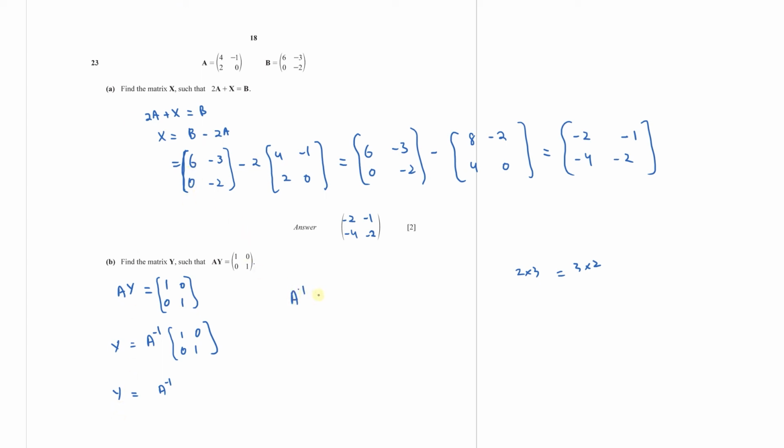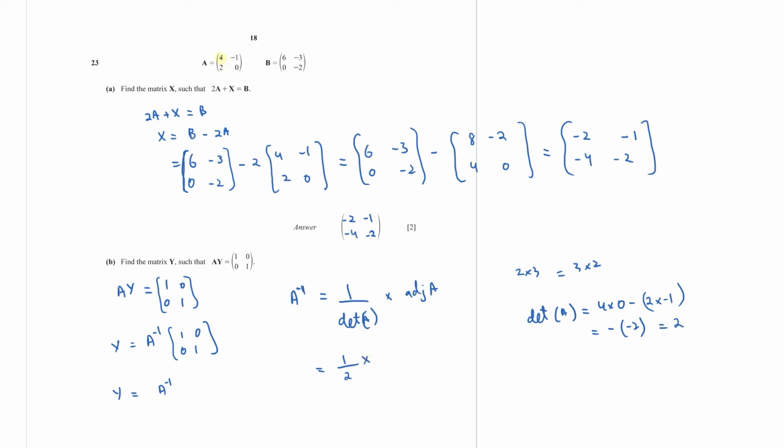So A inverse is 1 over the determinant of A multiplied by the adjugate of A. So the determinant of A, you multiply these two, 4 times 0, and then minus, you multiply these two values, minus 2 times minus 1. So 4 times 0 is 0, and this becomes minus 2, minus 2. So this becomes plus 2. So your determinant of A is 2. So this becomes 1 over 2 multiplied by the adjugate of A.